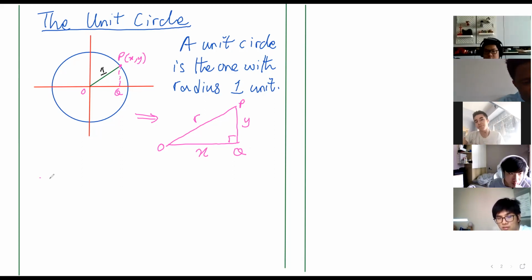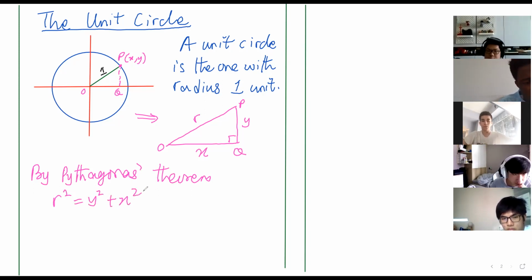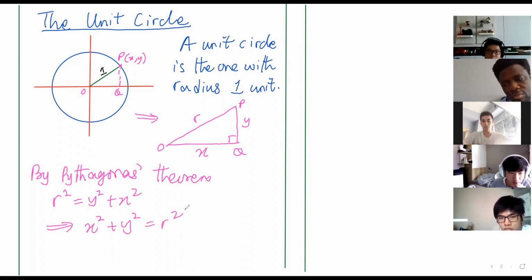Then you realize that because it starts from the origin, actually, by Pythagoras' theorem, r squared equals y squared plus x squared. Or you could just say that x squared plus y squared is equal to r squared. This is the equation of a circle of radius r, whose center is at origin.